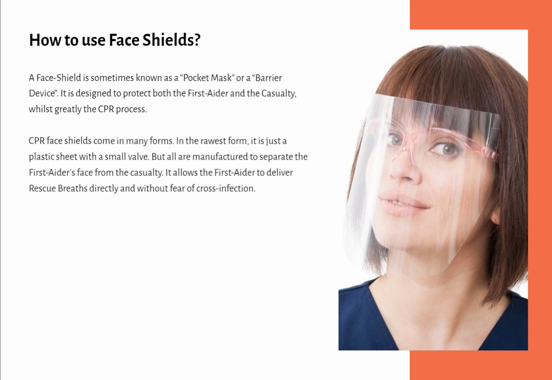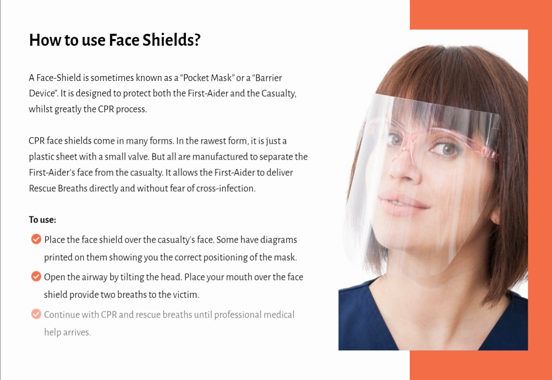How to use face shields. A face shield is sometimes known as a pocket mask or a barrier device. It is designed to protect both the first aider and the casualty during the CPR process. CPR face shields come in many forms. In the rawest form, it is just a plastic sheet with a small valve. But all are manufactured to separate the first aider's face from the casualty. It allows the first aider to deliver rescue breaths directly and without fear of cross-infection.